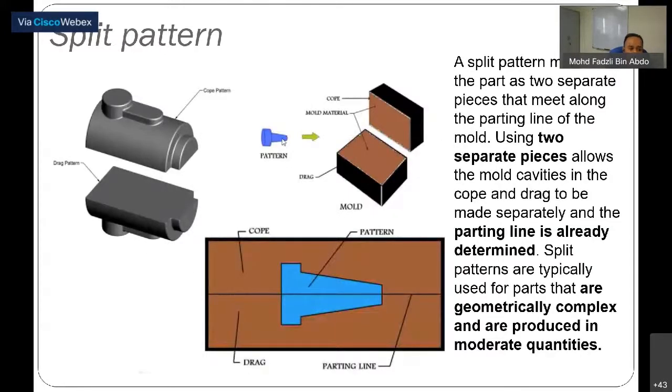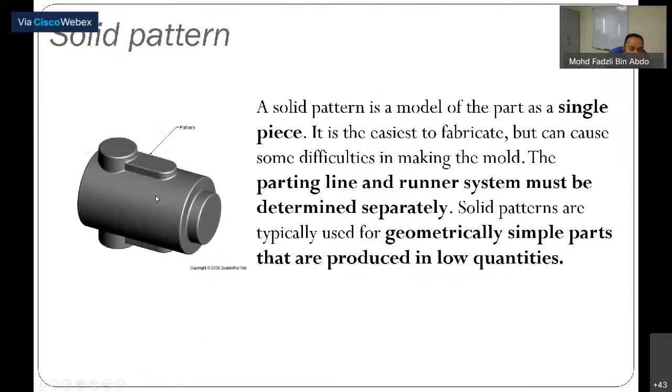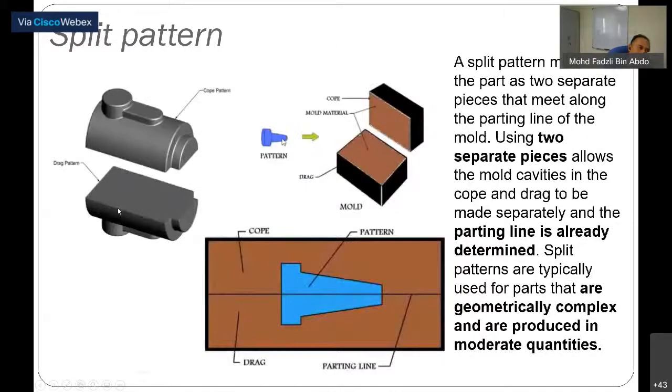This is the split pattern. The split pattern, besides the name, its configuration is also different. Which means, for the split pattern we have a cope and drag. We have two parts, either cope or drag. A split pattern models the part as two separate pieces that meet along the parting line of the mold. This is its parting line. It has a parting line. If the solid one is one part, it has no parting line, just one part. But the split pattern has a cope and also a drag, so it has two.